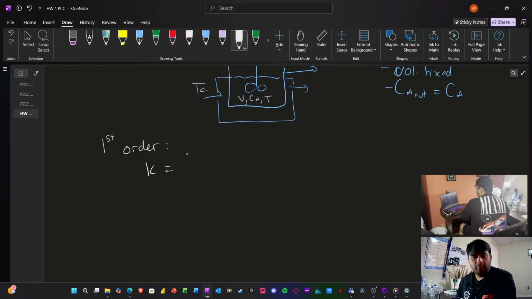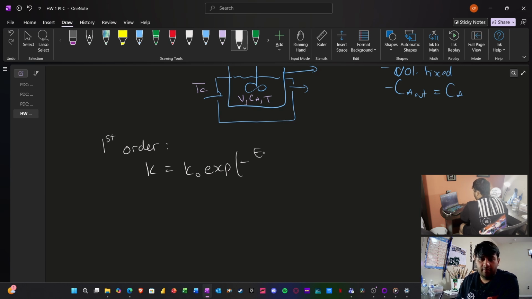So we have k, which equals k naught times e to the exponent of negative E over R T, where E is the activation energy, R is the gas constant, and T is the temperature. And this is going to help us with our material balance and energy balance. Let's start with the material balance.